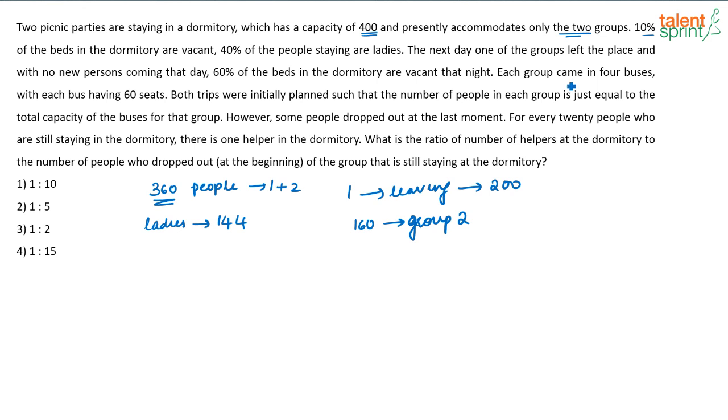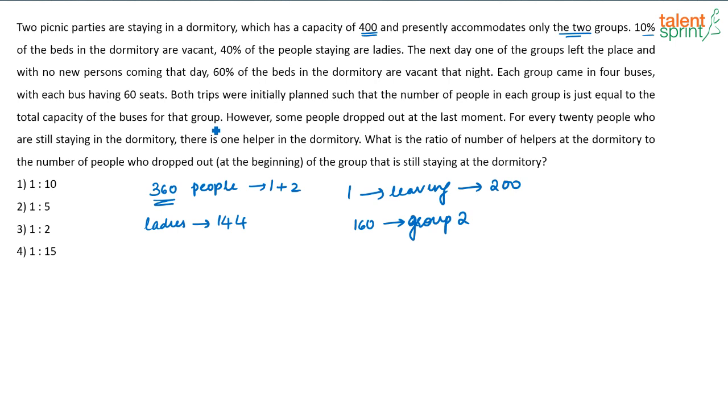Then next, what is given? Each group came in 4 buses with each bus having 60 seats. Both the trips were initially planned such that the number of people in each group is just equal to the total capacity of the buses for the group. Now, what does this statement mean?